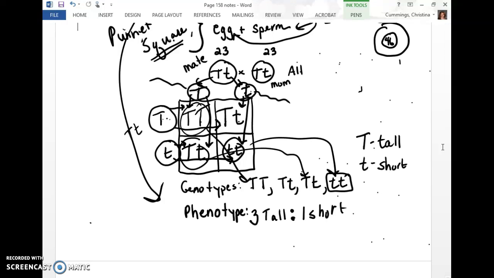So guys, that was an example of a Punnett square, and we're going to be doing many, many more of these.